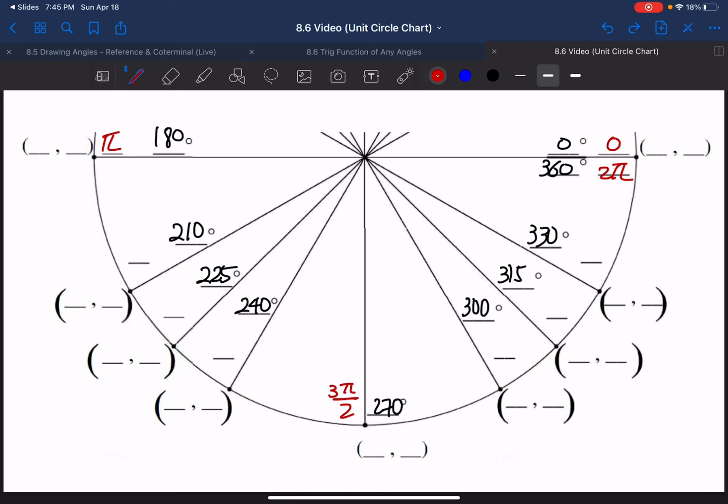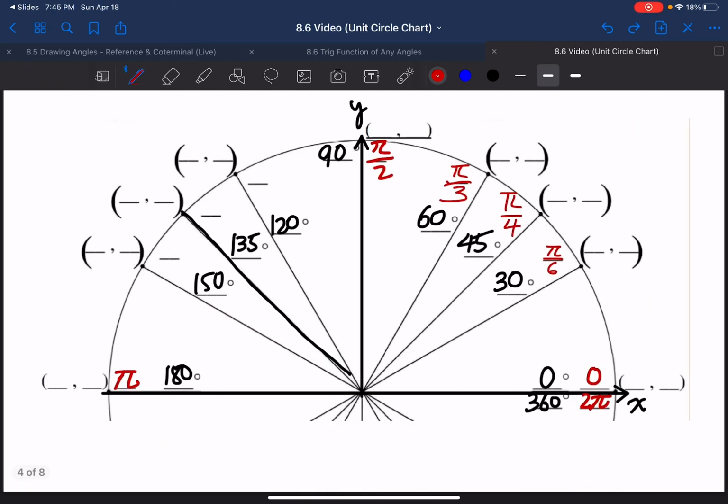Too long? It's too long, right? You guys don't want to do it anymore. So here, please copy this. Pi over 2, 2 pi over 3, 3 pi over 4, okay? 5 pi over 6. Be good? But you should be able to know how to convert. All right.